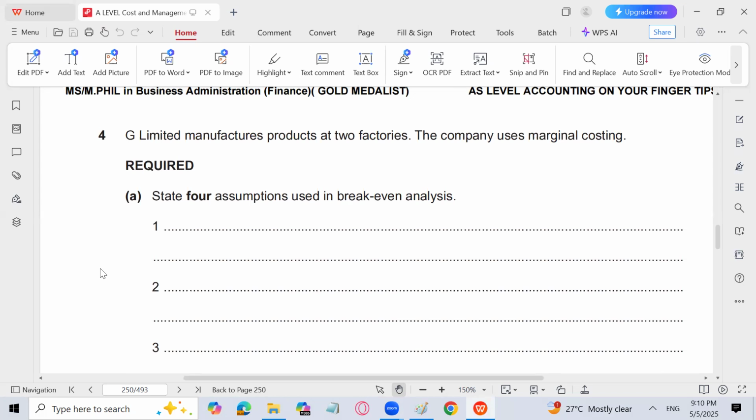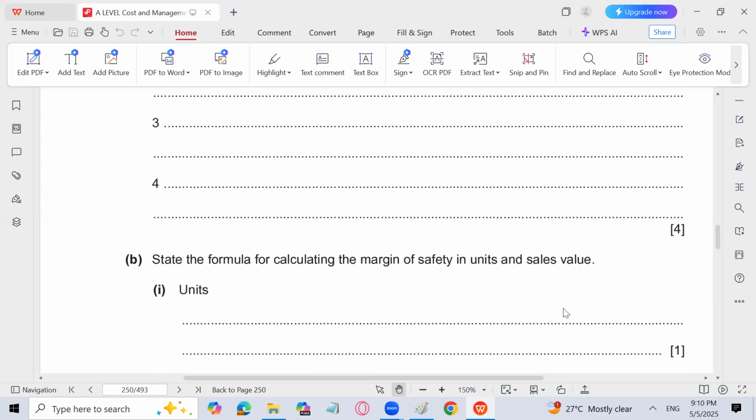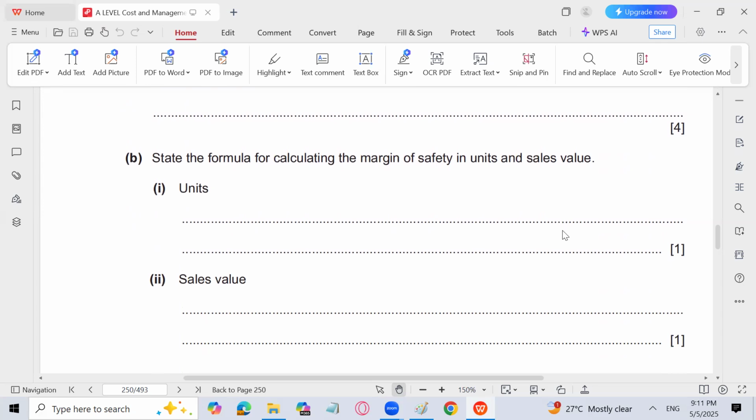Then product mix will not change. Then units produced and sold are the same. Units produced and sold will be the same. So these are the assumptions. State the formula for calculating the margin of safety in units and sales value. That is actual units sold minus break-even units sold. And then total sales minus break-even sales. You will get margin of safety in units and value.